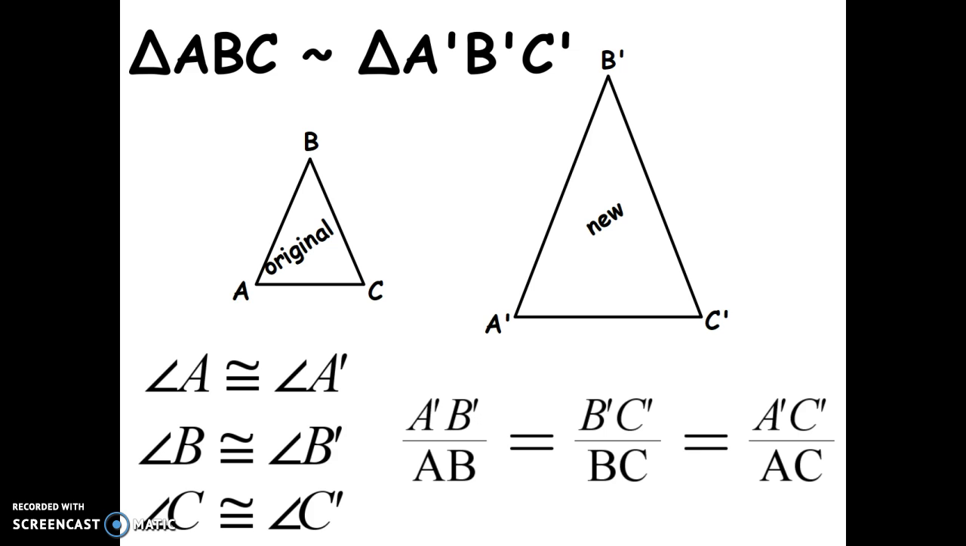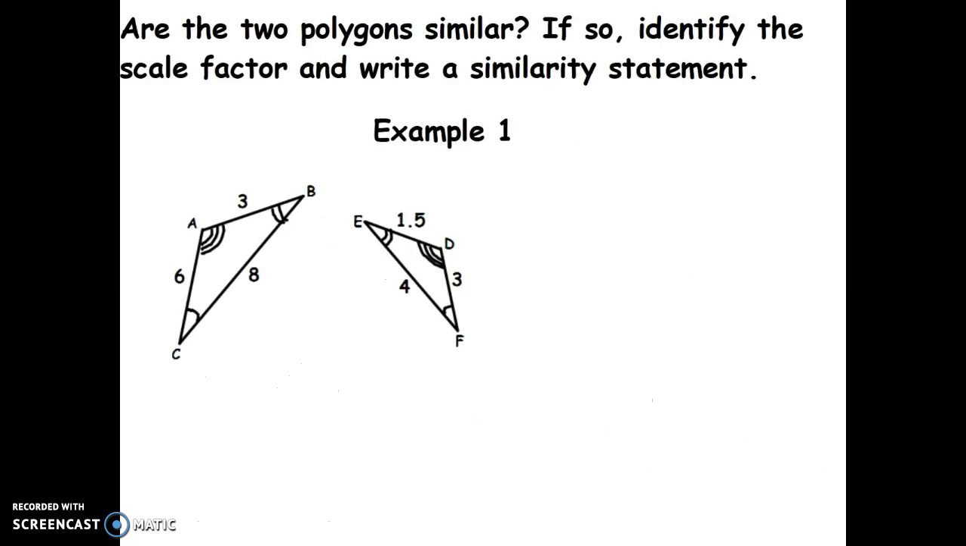So let's begin to take a look at our examples. All right, so for our first example, we have two triangles. So we want to know, are the two polygons similar? If so, identify the scale factor and write a similarity statement. So in order for these two polygons to be similar, the first thing we need to check is the angles. So are the angles congruent?